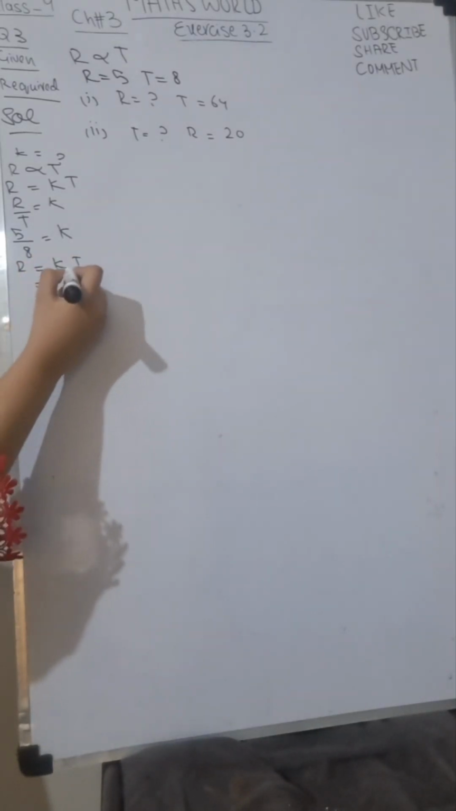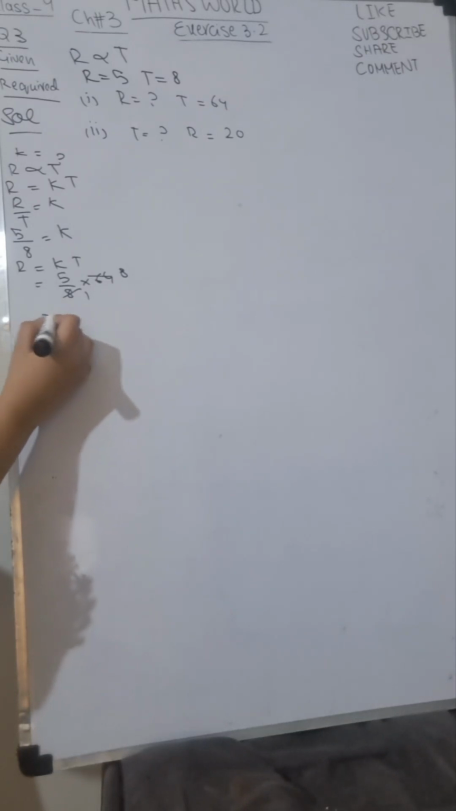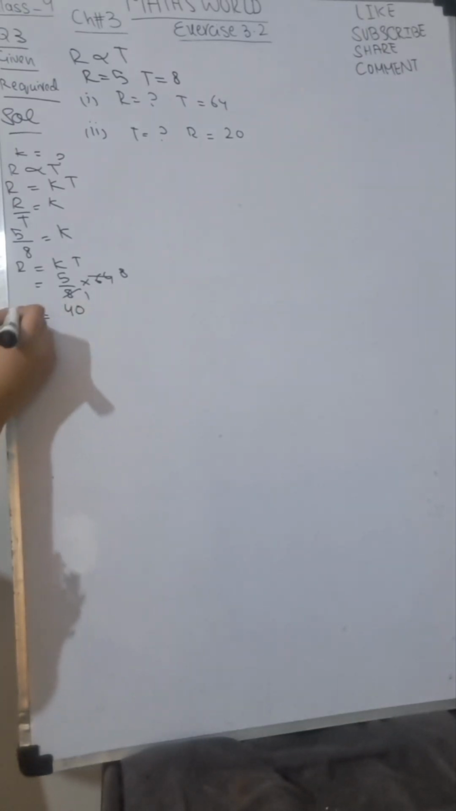Now same, r is equal to kt. Find the value of r. So k is 5 by 8, t is 64. Understood? 8 1s are 8, 8 8s are 64. 5 8s are 40. So this is the r value.